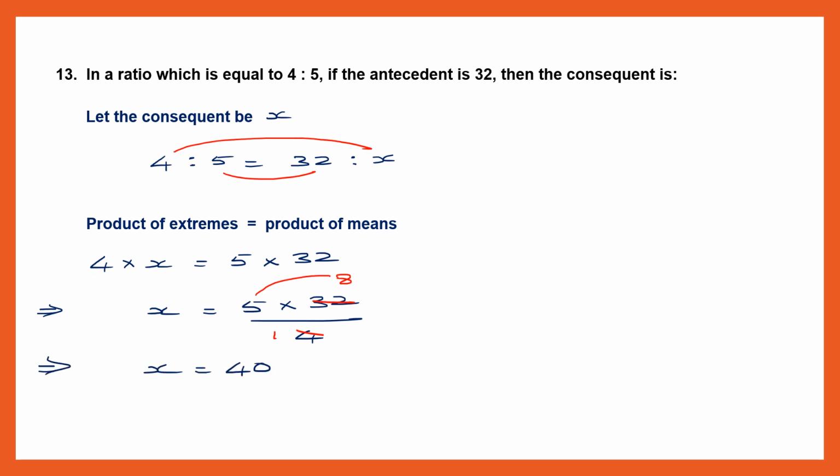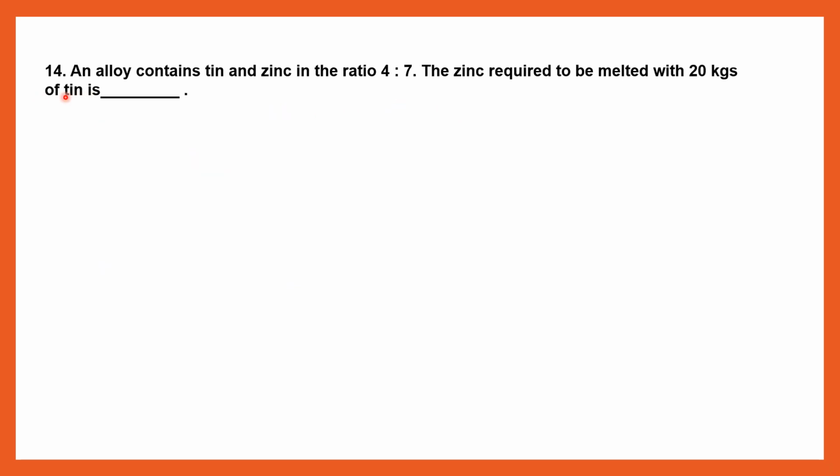And the consequent, so that is the consequent. We said x is the consequent, and we found the value of x. So let's write the answer there. The consequent is 40. So this is our answer. Question 14.